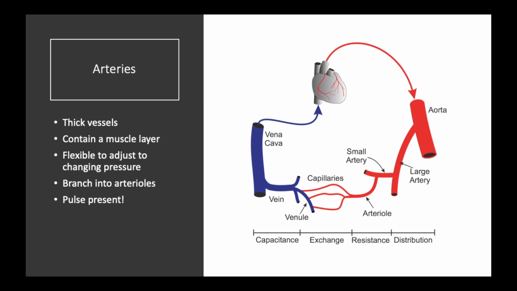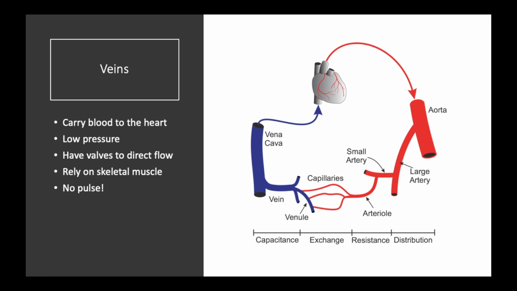So as an artery gets smaller, you can see you've got the aorta, which is the largest, and then it goes into a large artery, and then a small artery, and then it branches into an arteriole, and then it becomes a capillary. Gas exchange takes place, nutrient exchange takes place, and then it connects back up with the vein system. In arteries, this is where we can feel the pulse in an animal.